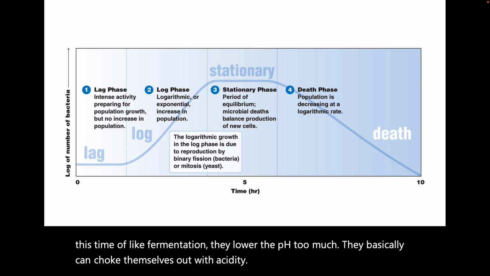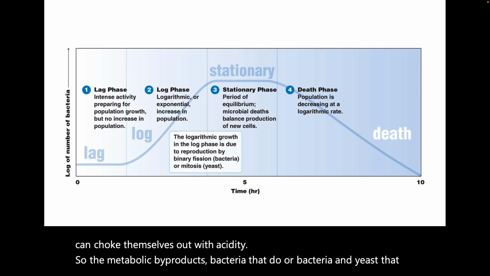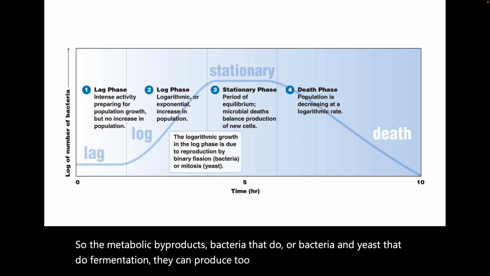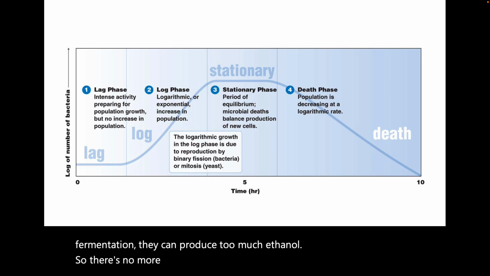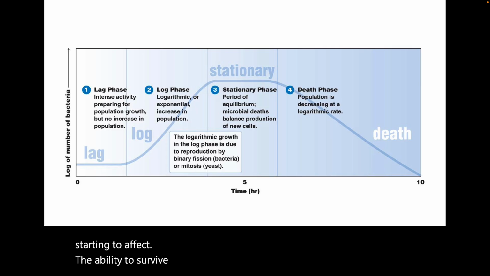So the metabolic byproducts, bacteria and yeast that do fermentation, they can produce too much ethanol. So there's no more nutrients coming in. There are waste products that are starting to affect the ability to survive. The population decreases. This is the death phase.